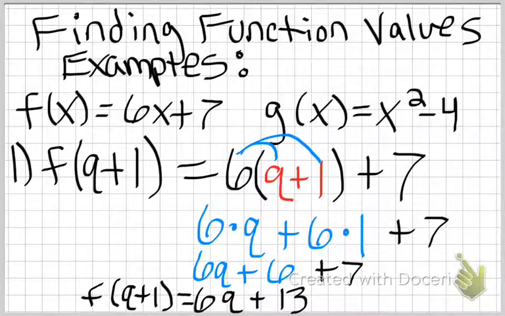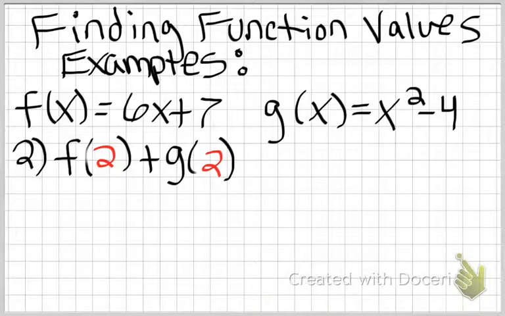Let's do a couple more. Now take a look at this example. F of 2 plus g of 2, meaning take function f, plug in a 2 for x, then go to function g, in this case plug in 2 again. It doesn't have to be the same number, but in this case it was. Plug in a 2 for x, evaluate both of those, and then you're going to add them together. That's what we're going to do. So if you think you already can do that, press pause and try it, and then see how you did.